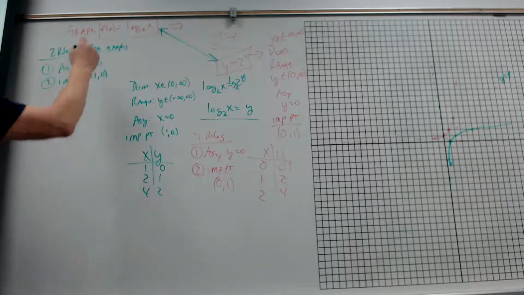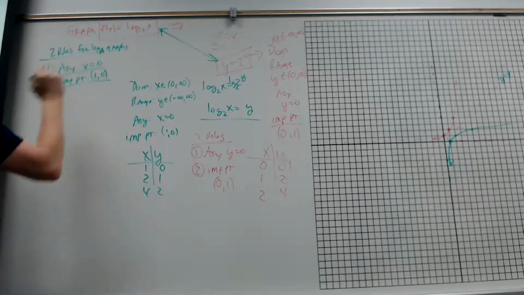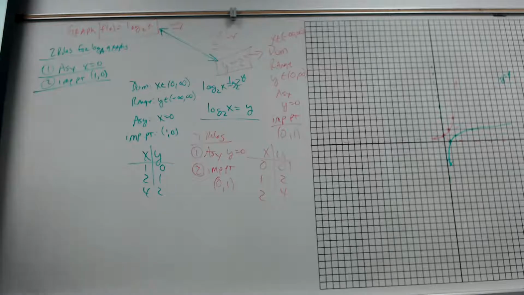And that's any base. In the book, they put an a for any base. So that works with any base. Your important point is always going to be 1, 0. Your asymptote is x equals 0. Now, by the way, I don't think I reviewed this yesterday.